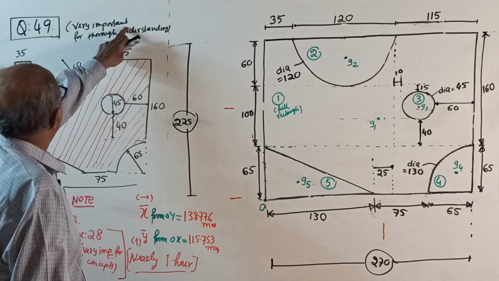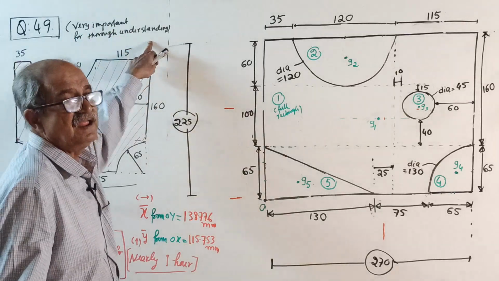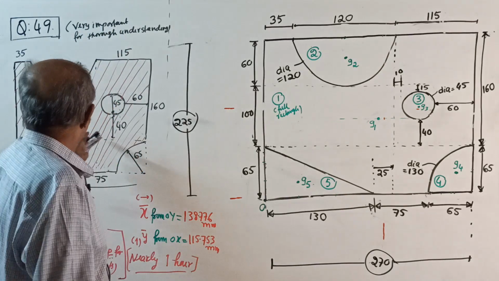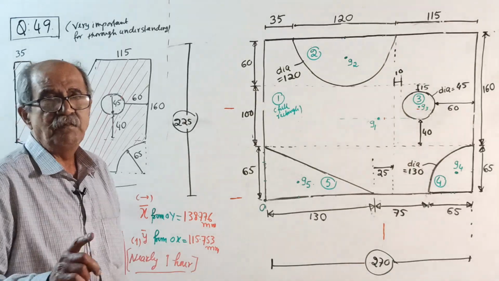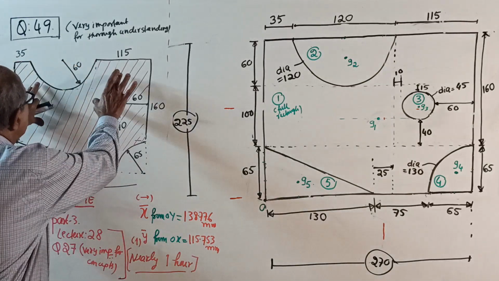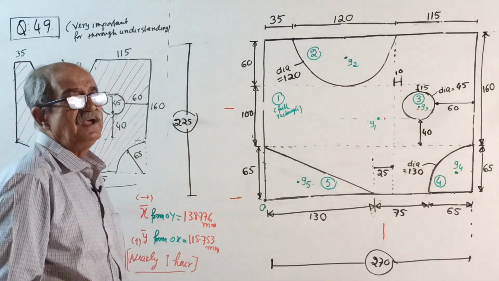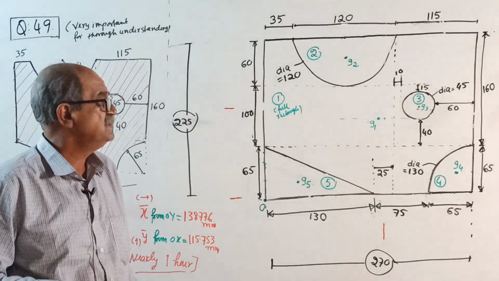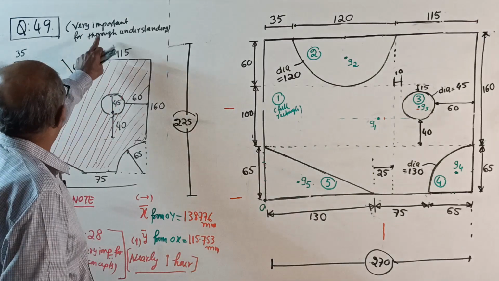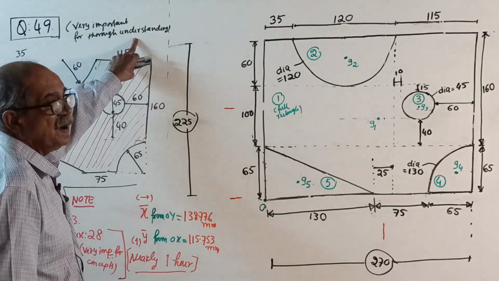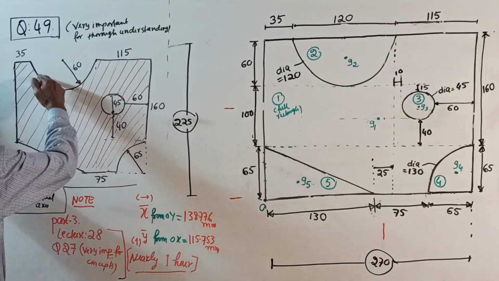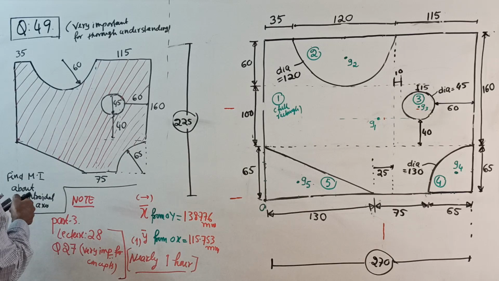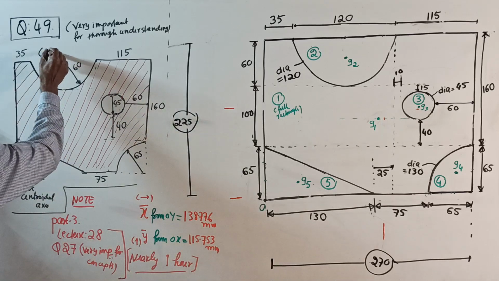See, very important for thorough understanding. Such shapes are not practically visible anywhere, but once you understand all the concepts, it gives you thorough knowledge. You should understand that one. This is the shape. In the question given, I forgot to write here, all dimensions in millimeter.